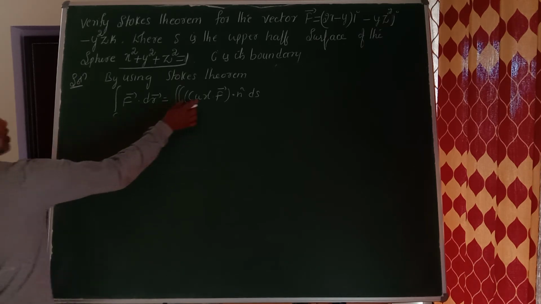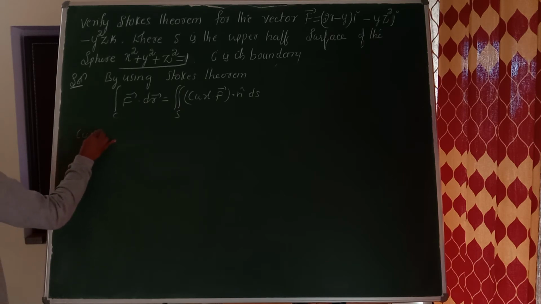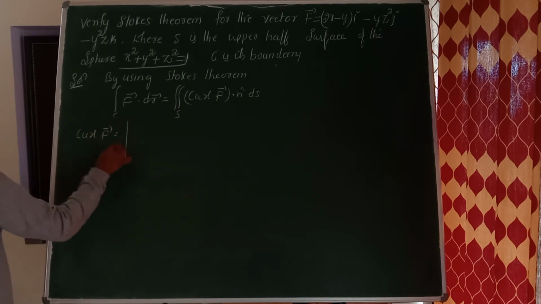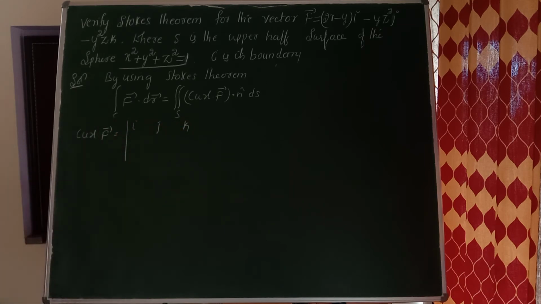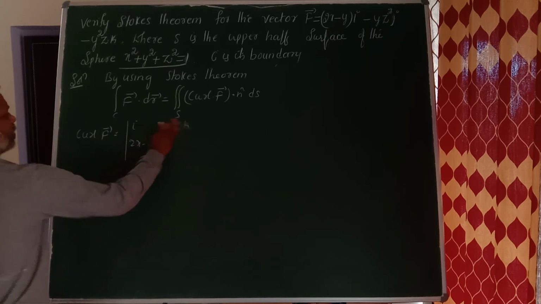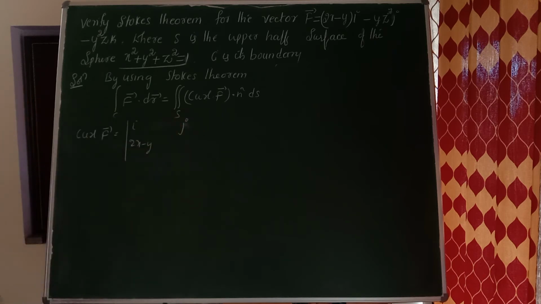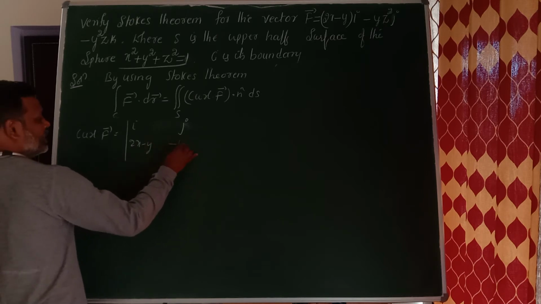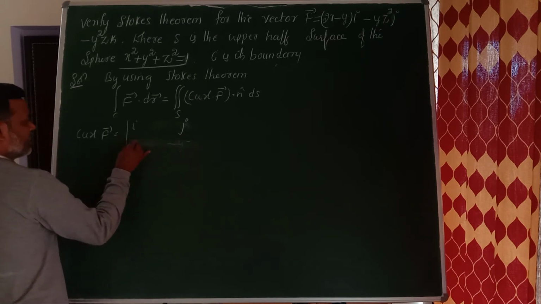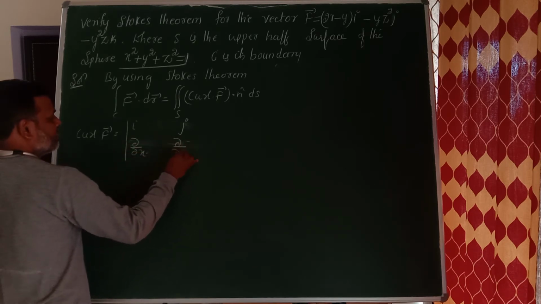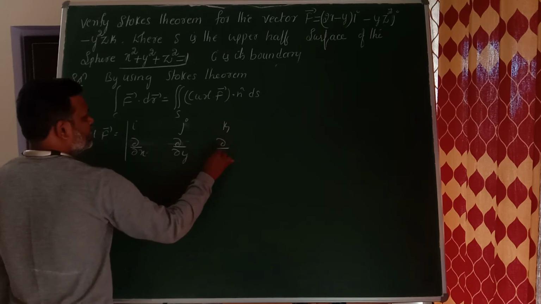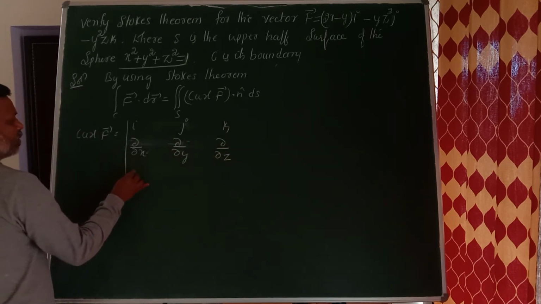First let us find out curl f. So curl f is nothing but del cross f, with i, j, k. Now we have to write curl f. The components are 2x minus y, j cap minus yz square. Under i we write dou by dou x, under j dou by dou y, and under k dou by dou z.